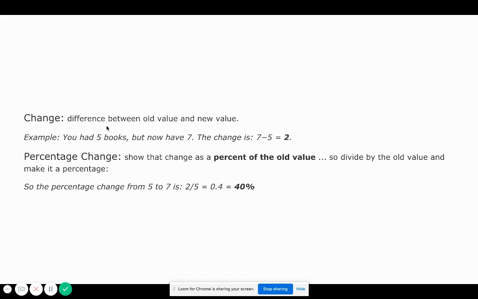So, change is nothing but the difference between the old value and the new value. So, if I'm looking at this, there is 5 books which is the original value, then there is 7 which is the final value. So the change is 2, which is the difference between both of these values. Difference means bigger number minus the smaller number.